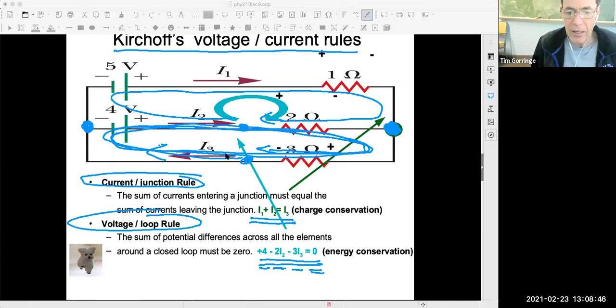So can there be a loop in the top half of the circuit? Yeah, let me make that clear. There are 3 loops, and I've just given you example 1 loop.